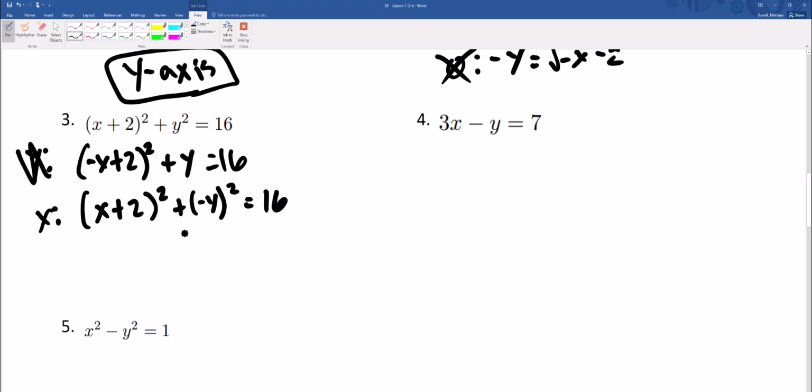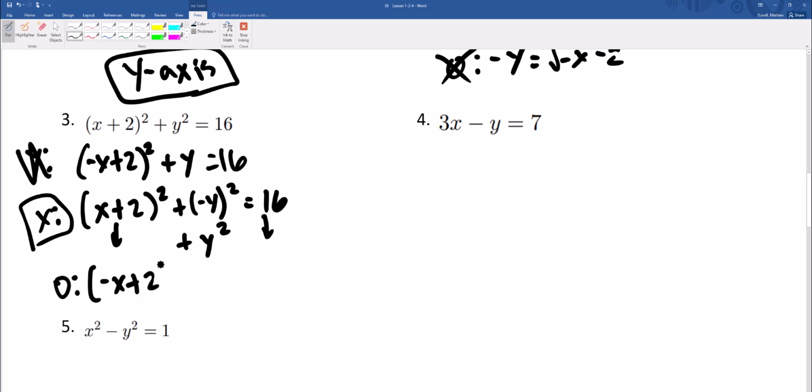Okay, well that becomes plus y squared. That's the same. So it will be the same. So yes, there's symmetry over the x. Now, if I do both, I'm going to get this, and there's no way for me to simplify it. It's not going to be symmetric over the origin.